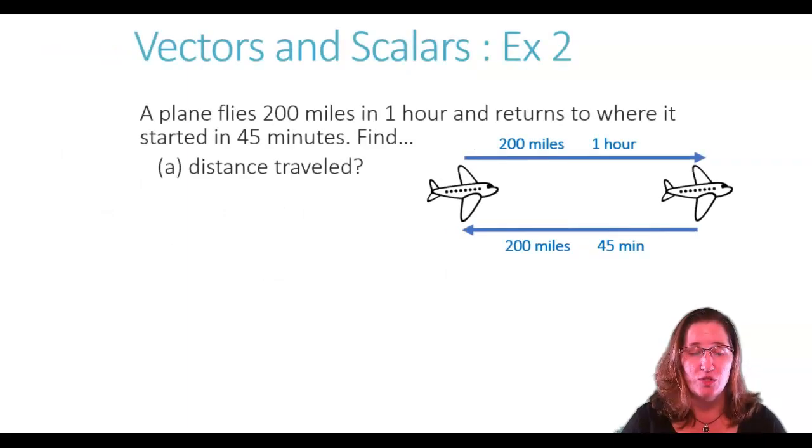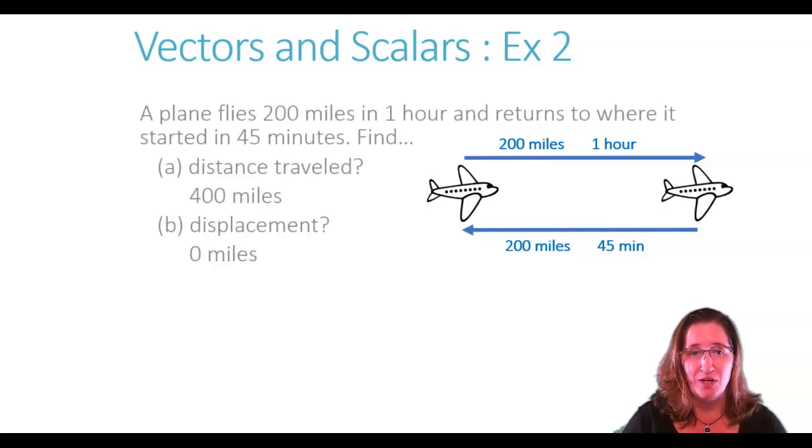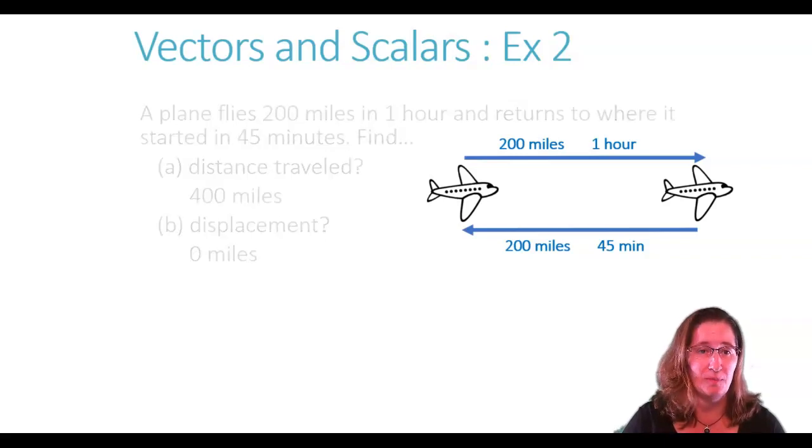So here's example number 2. An airplane flies 200 miles in 1 hour, and then it returns to where it started in 45 minutes. So how far did it go? And you can see from my diagram, it's pretty clear it went 400 miles. So the distance traveled is going to be 400. But how far is it from where it started? It's going to actually be 0 miles from where it started, so its displacement then is 0. So I consider this sometimes a trick question in physics when they ask you for displacement. Like, you just really want to say 400, but you just have to remember the term that they're using and the definition that goes with it. So displacement here is 0, even though the plane did actually move.